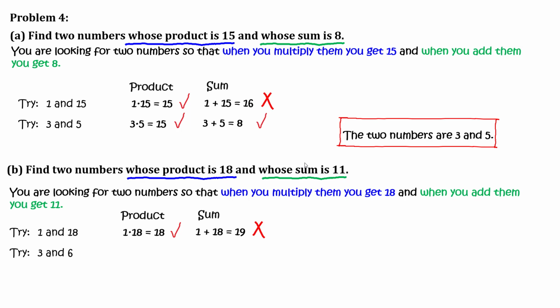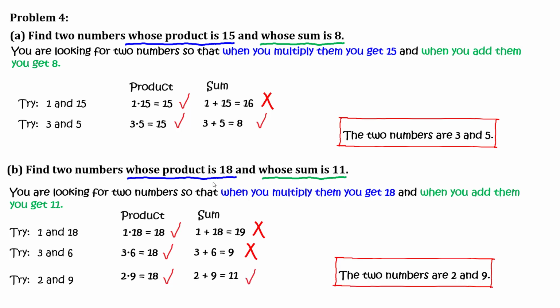How about 3 and 6? 3 times 6 is 18, so the product is 18. 3 plus 6 is 9. It's not 11, okay? So 3 and 6 doesn't work. How about 2 and 9? 2 times 9 is 18, so the product is 18. 2 plus 9 is 11, and the sum is 11. So I found the two numbers. You were asked to find two numbers whose product is 18 and whose sum is 11, and you found them. Those two numbers are 2 and 9. Or you can say 9 and 2. It's just a list. You can list them in any order.